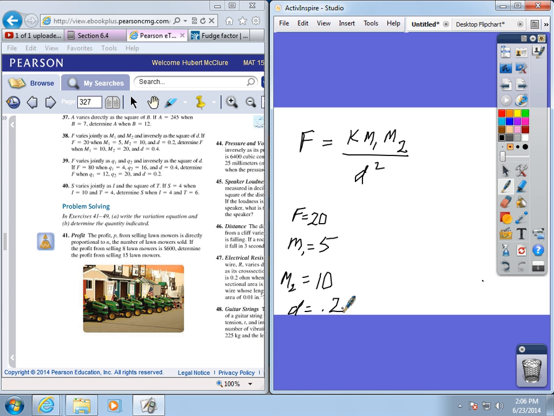And then they want us to determine when M sub 1 is equal to 10, M sub 2 is equal to 20, and D is 0.4. All right.